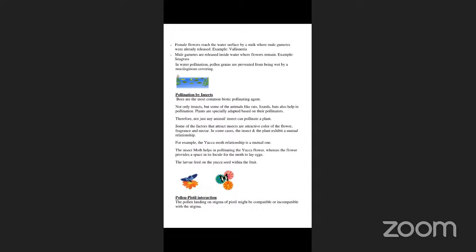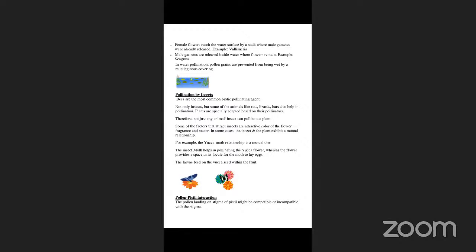Next, insects. Bees, for example, are the most common biotic pollinating agents. Bees carry different types of pollen grains from one flower to another flower of the same species. Bees are a common insect pollinating agent. Yucca also, the yucca moth relation is a mutual one.